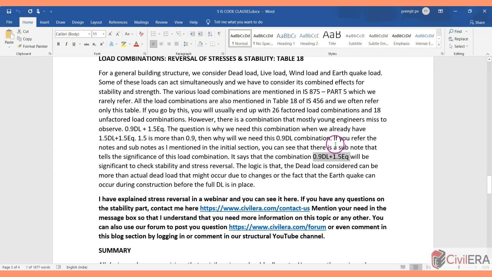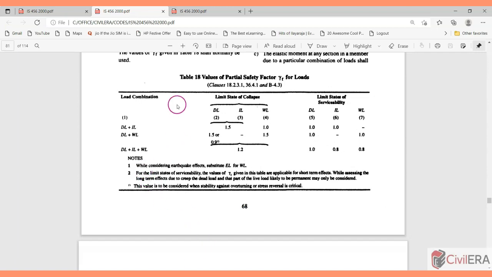So why do we need that? That particular need is in fact mentioned in your notes here. This is why I told you, when you are reading a table, always read the clauses associated with it. You can see that it's directing you to some clauses.